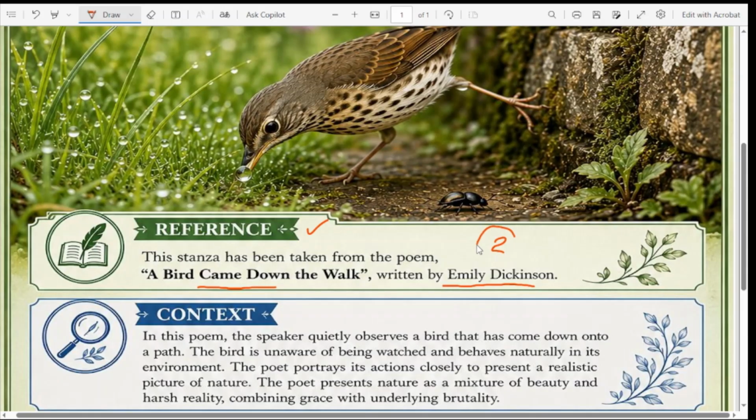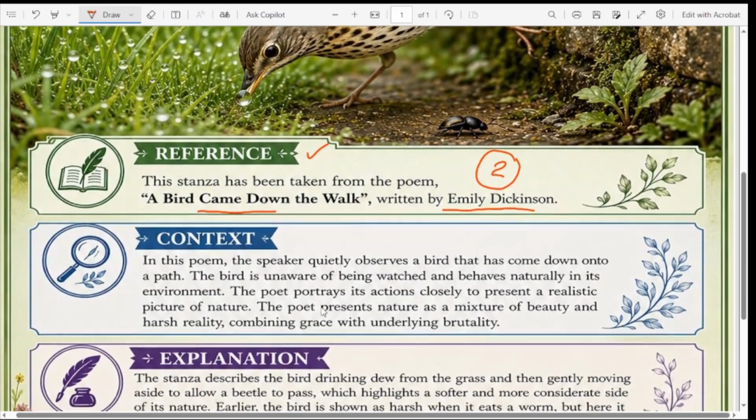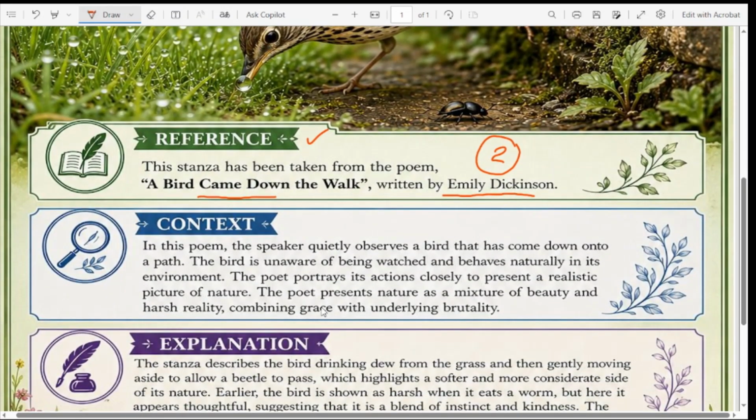Mind it, reference and context will remain the same for any stanza of this poem. The next one is context. In this context, you have to write a few lines related to the theme. In this poem, the speaker quietly, meaning silently, observes a bird that has come down unto a path. Unto is a preposition that is used for direction. The bird is unaware of being watched.